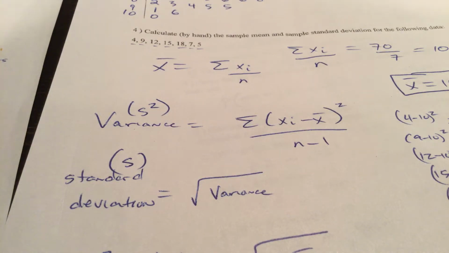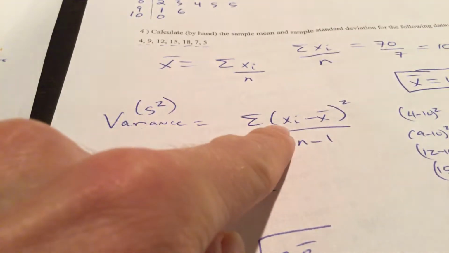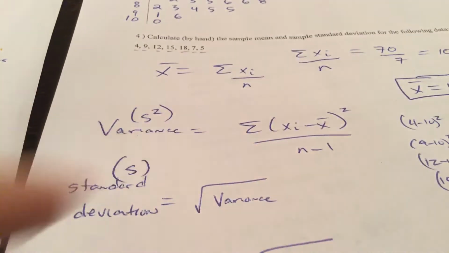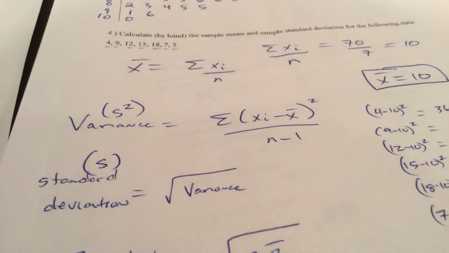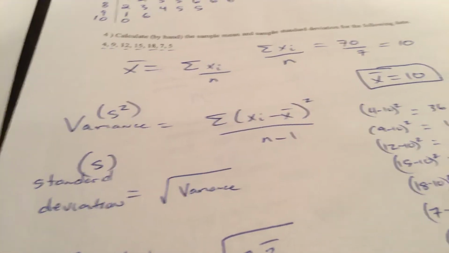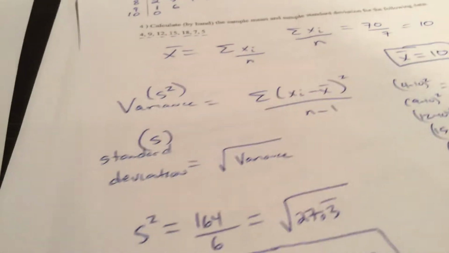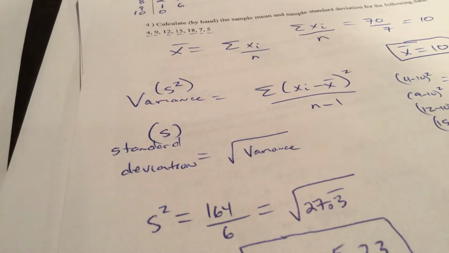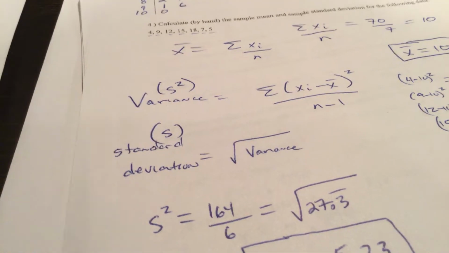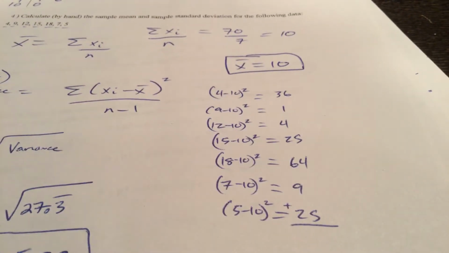All right, so as I was saying, the formula for variance is the sum of the individual deviations squared divided by n minus 1 to make it an unbiased estimator. There you go, there's the formula. N minus 1 is what you're dividing by. Standard deviation S is the square root of the variance. So we need to figure out what the variance is first.